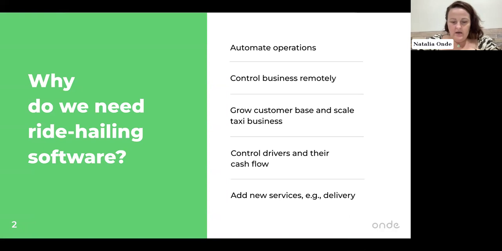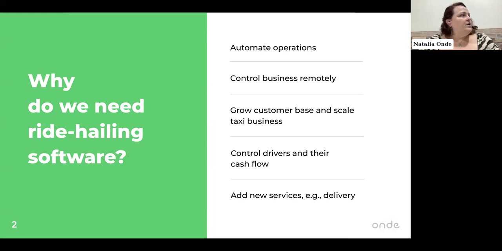Some may say, okay, we've been accepting calls and orders via calls, but people tend to use technology more, so we are losing our client base, or we want to grow our client base. This is another way of approaching what to search for in the technology.